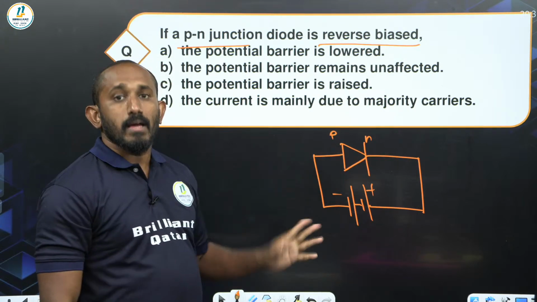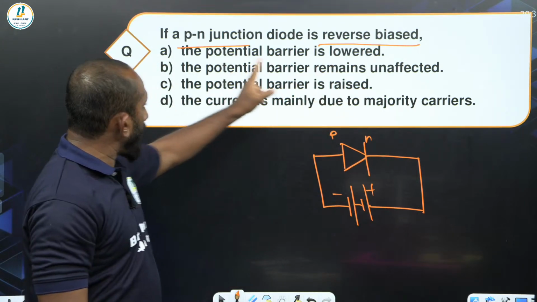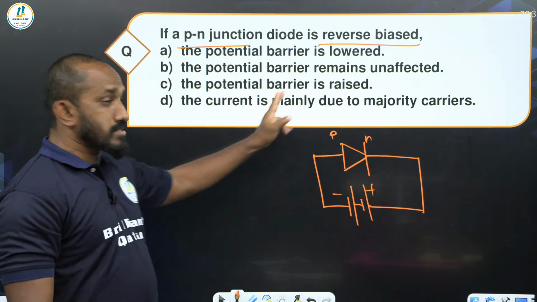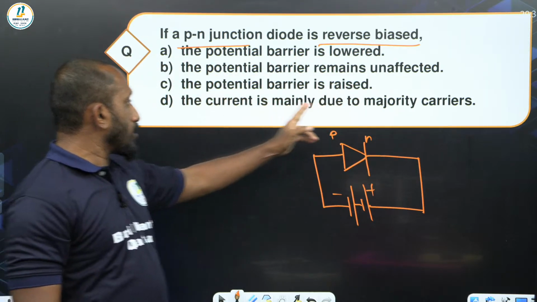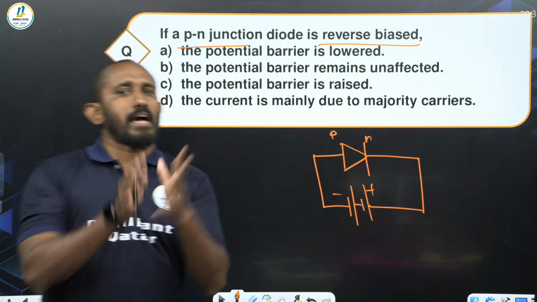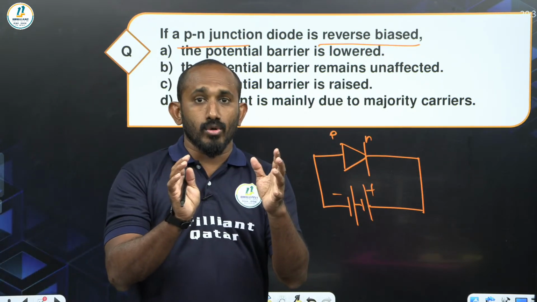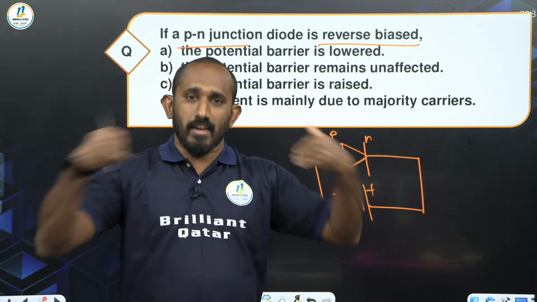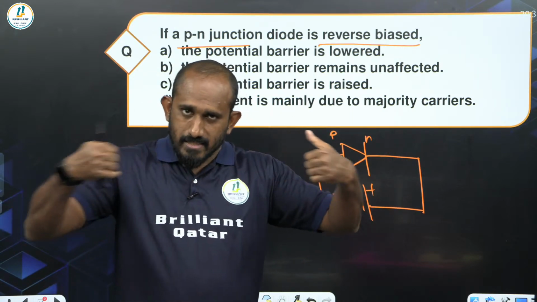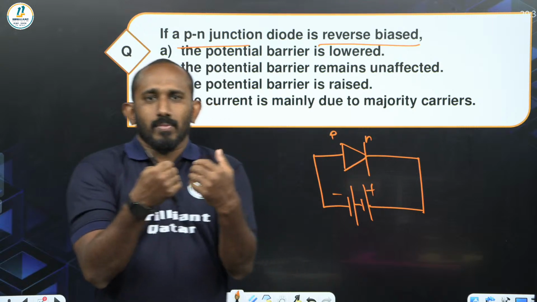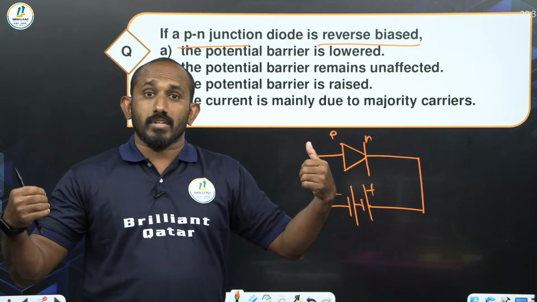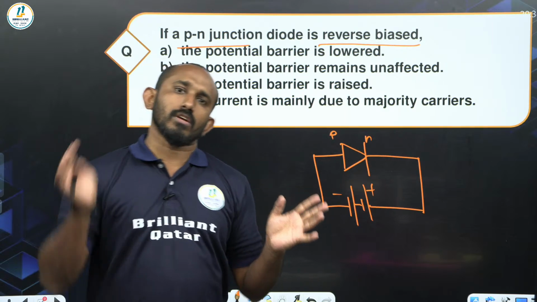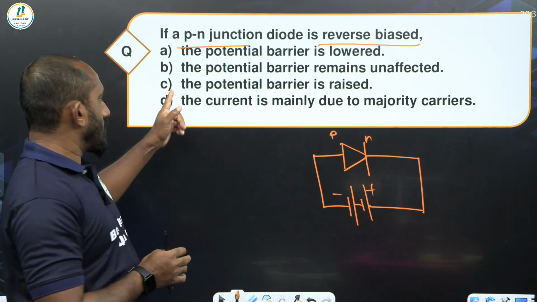So here, in reverse bias, what happens? The potential barrier is lowered. The potential barrier remains unaffected. The potential barrier is raised. The current is mainly due to majority carriers. Reverse bias means the majority charge carriers move away from the depletion region or the junction. So the depletion region width increases. As the depletion region width increases, the potential barrier height also increases, so that no majority charge carriers will cross. So check which is the correct answer.